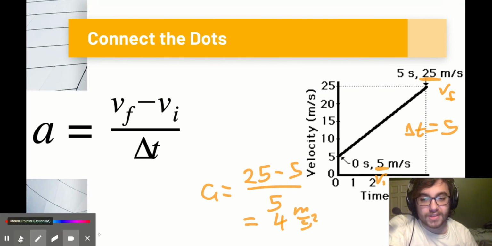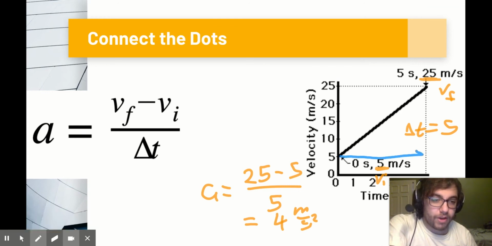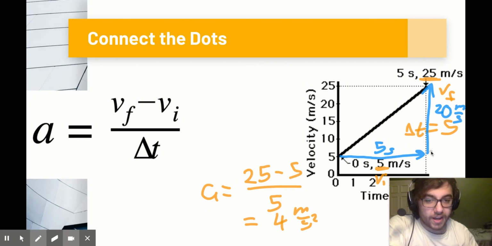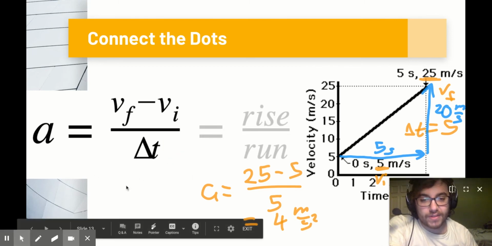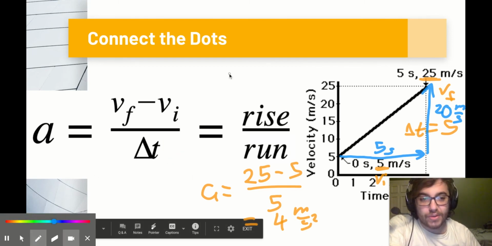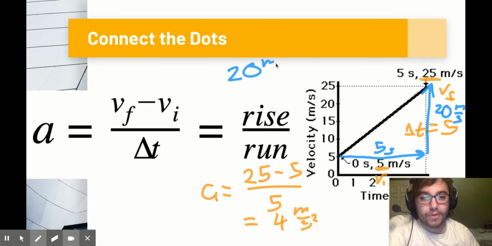It's pretty much the same exact thing as if I were to calculate rise over run. So I'm going to do a lighter blue. We go run for 5 seconds. We rise from 5 to 25, which is 20 meters per second. And oh my God, isn't that the exact same as what we just did? 25 minus 5 is 20. So yes, in fact, this formula right here is the exact same thing as calculating the rise over run of a graph.